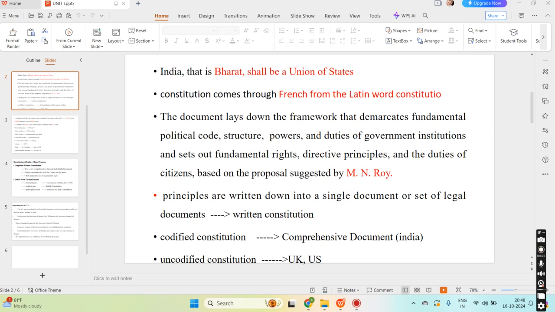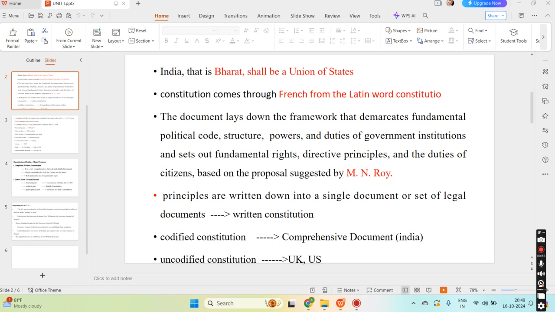The third point is the document lays down the framework, the democratic fundamental political code, structures, powers and duties of a government institution and a set of fundamental rights, directive principles and the duties of citizens, based on the proposal suggested by M. Roy. Those documents, rules and regulations are written down into a single document, a set of legal documents which was named the Constitution of India, that means COI.